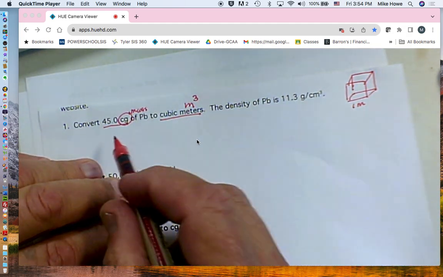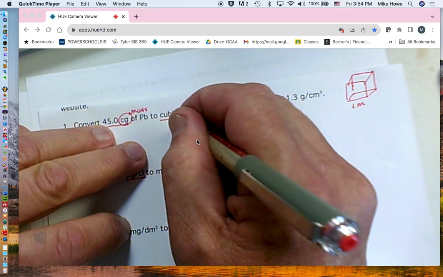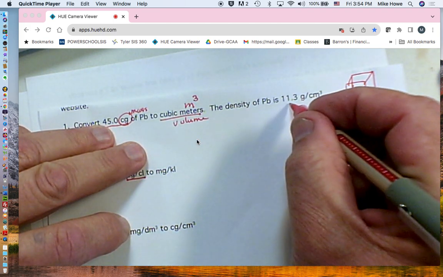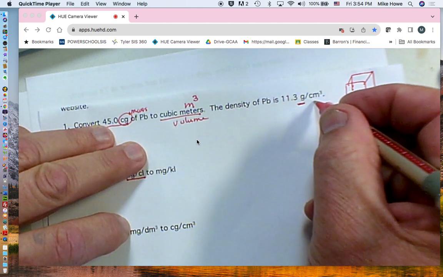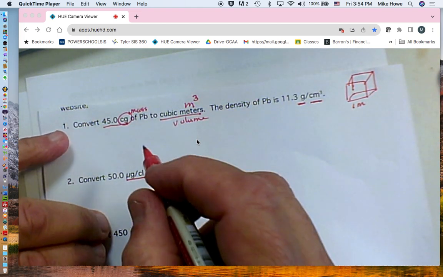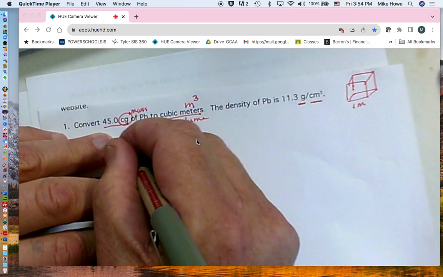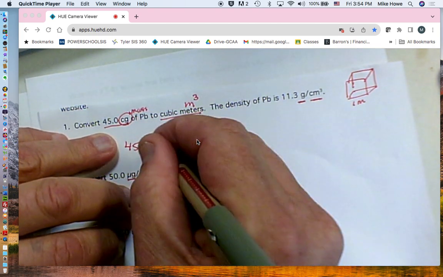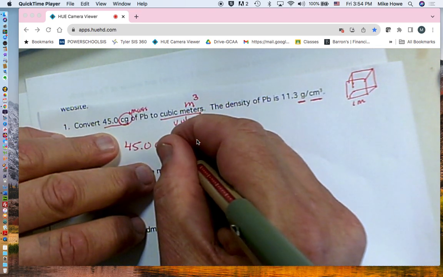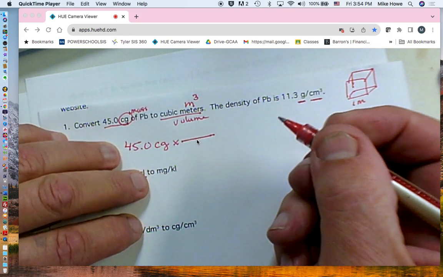All right, so we're going to change mass to volume. Anytime that you're changing mass into volume, you need to use the density. The density includes both mass and volume. All right, so let's go ahead and begin. Since there's no bottom to the unit, we just write what we're given, 45.0 centigrams. Remember that 45.0 and 45 do not mean the same thing.